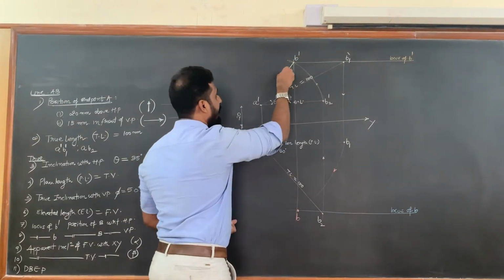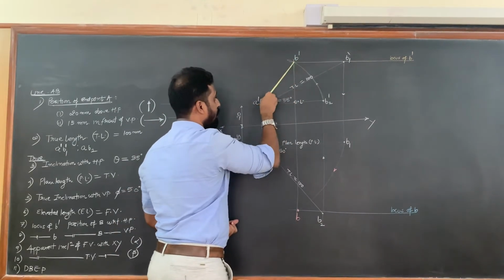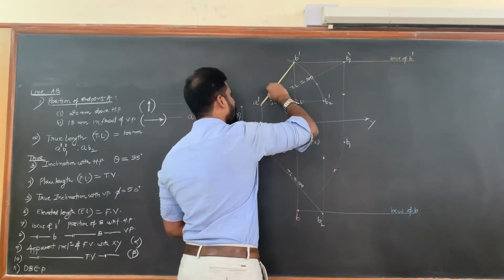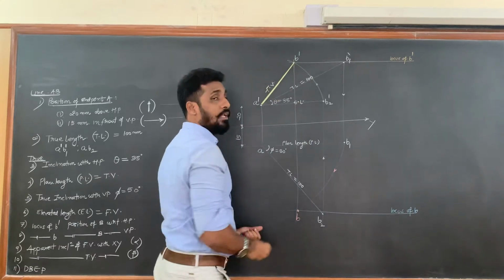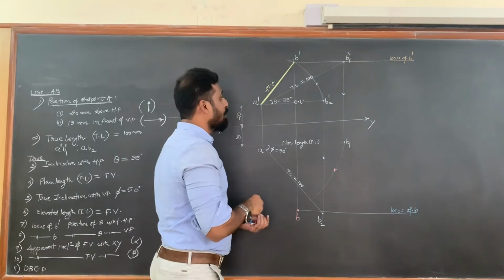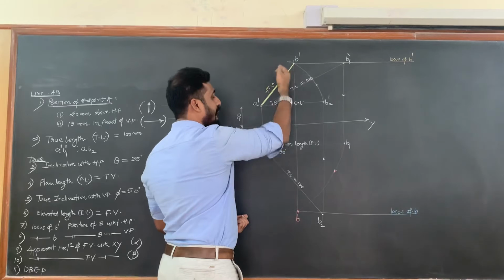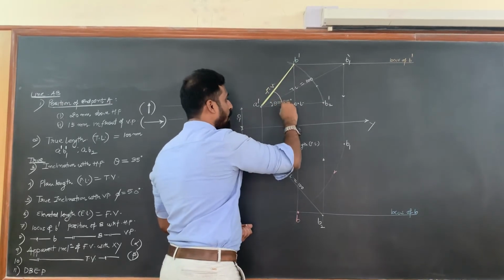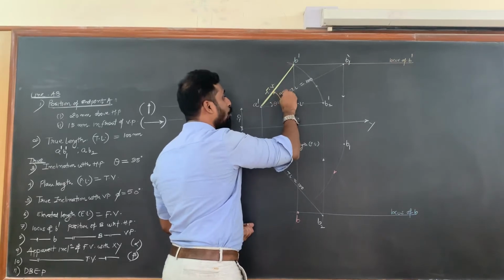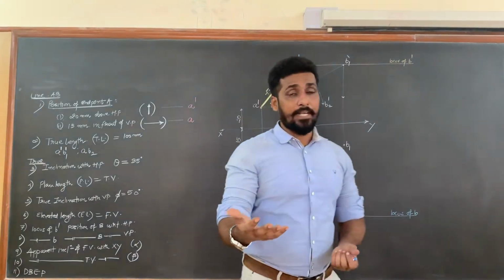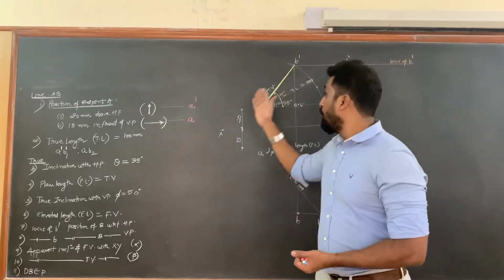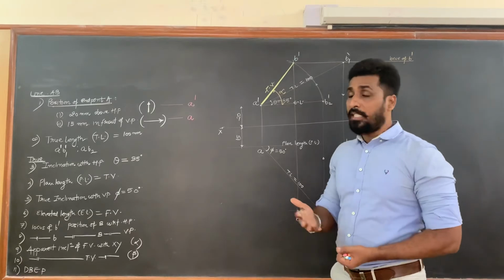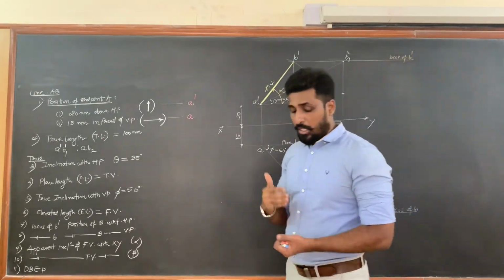Then this A dash B dash line, whose length is exactly the same as the elevated length, becomes the front view of the line, and the inclination made by A dash B dash with the horizontal line or the XY line is called its apparent inclination, denoted by alpha. See, you have got a new data. The inclination of the front view with the horizontal or the XY line is called alpha, the apparent inclination.